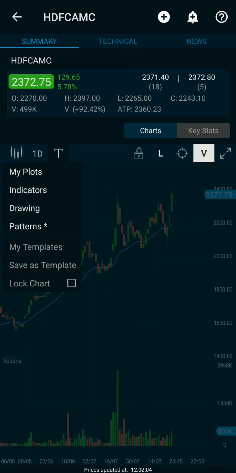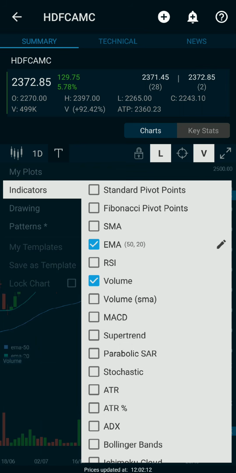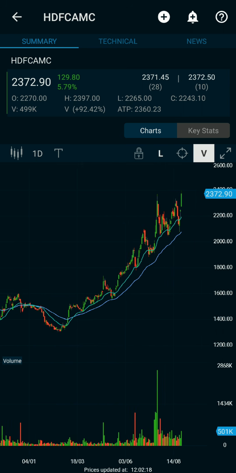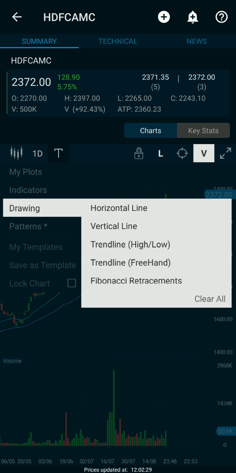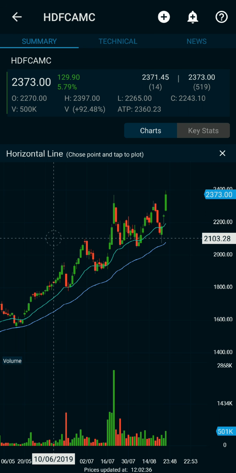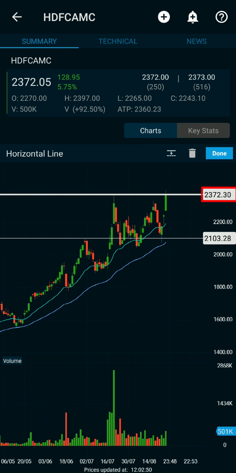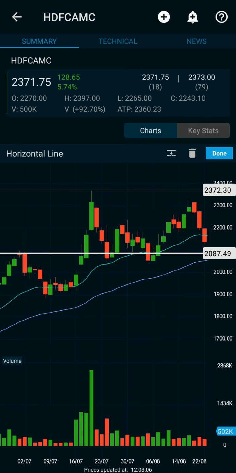I add a 50 period EMA to my chart. I see the chart over the last year. It has been in a sustained uptrend. Now I want to add some supports and resistances to see the recent levels it has touched. The recent swing low is at 2103 and the last 52-week high is at 2372. Okay, I fine-tune my supports a bit.